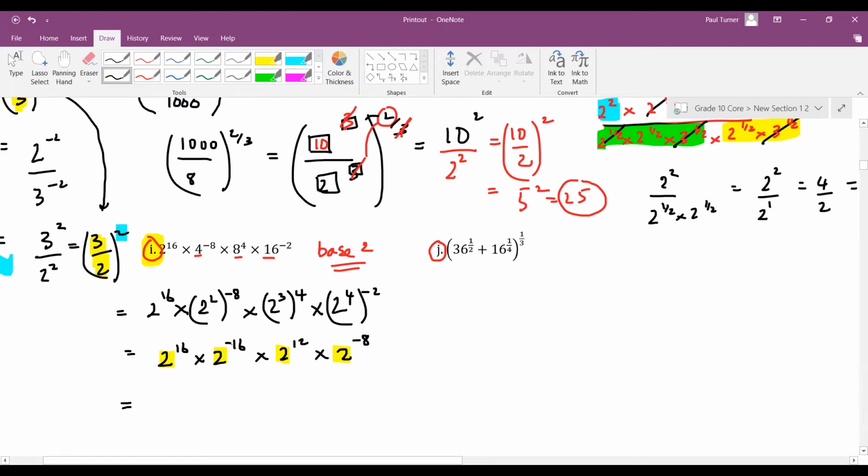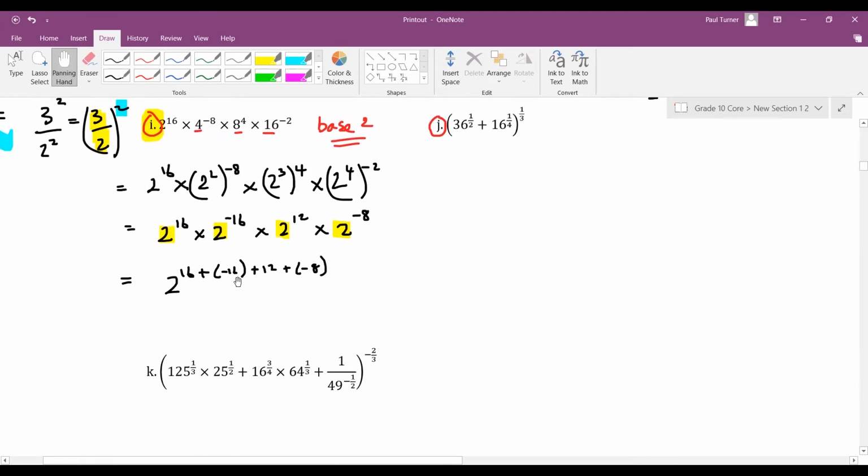Now 16 minus 16, this would be 0. So when you're multiplying, remember you add all of the powers. So you'd have 16 plus negative 16 plus 12 plus negative 8, like that. Then we would just add those. 16 minus 16 is 0, so that's gone. 12 minus 8 is 4. 2 to the power 4, which is 16 for the answer, okay?